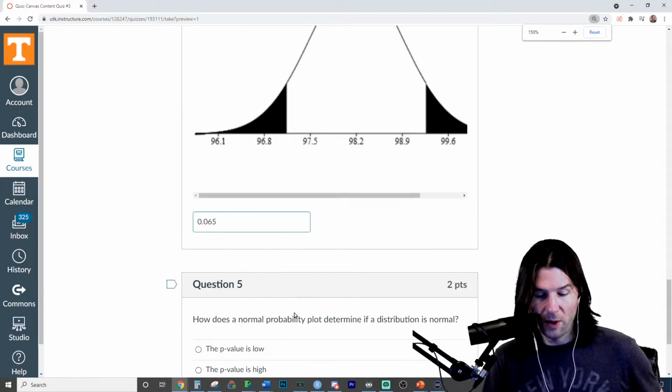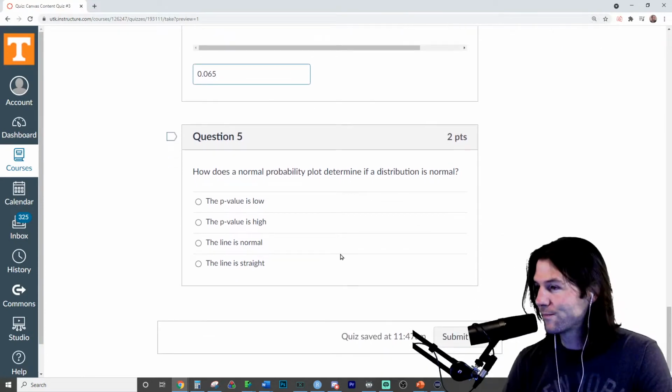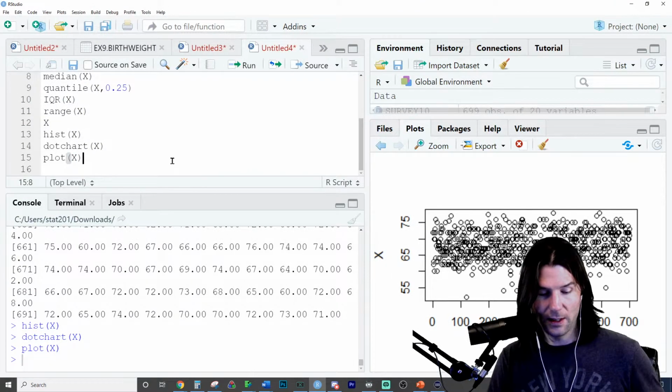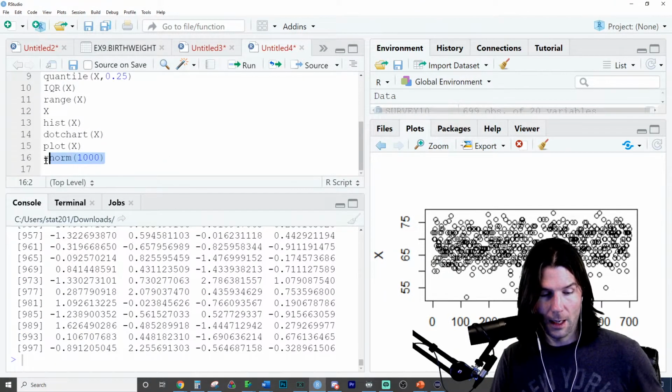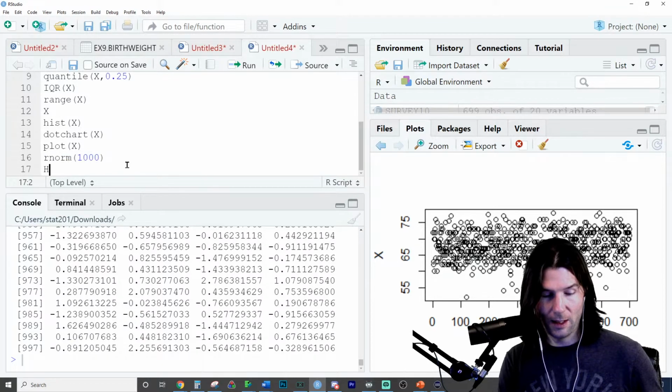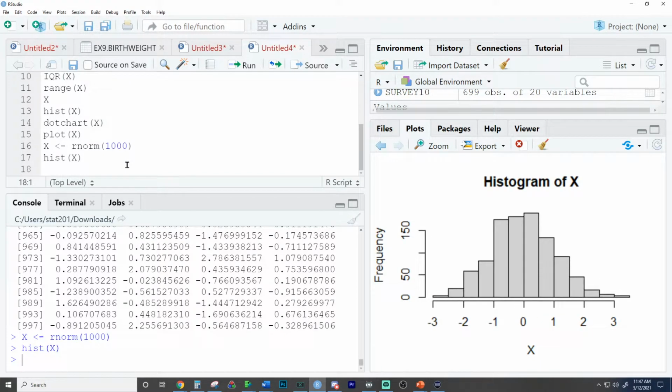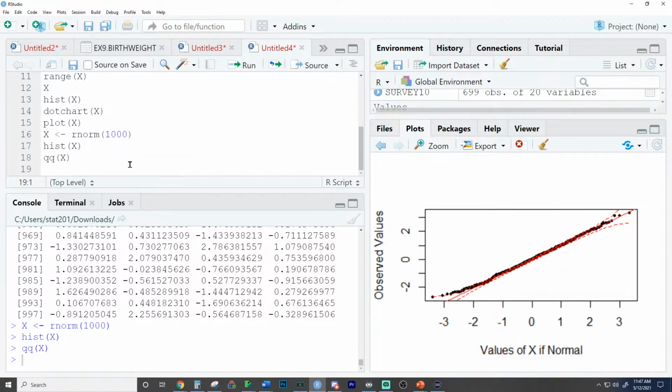How does a normal probability plot determine if things are normal? So let's go right here, and I'll show you. I really like showing it this way. Watch this. Here is random normal data. How should this histogram look if the data in the histogram, we'll just call it X. How should a histogram look if data is normal? Unimodal and symmetric. How should a normal probability plot look if data is normal?